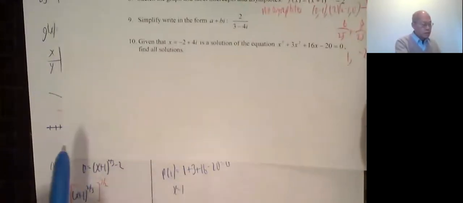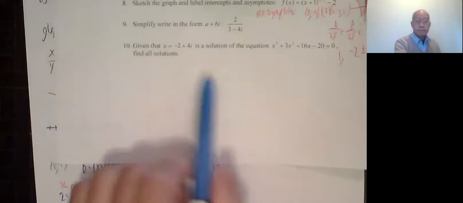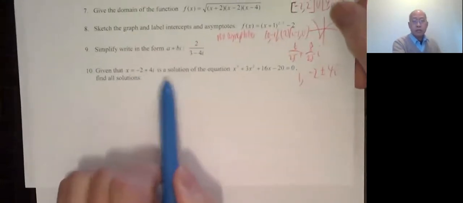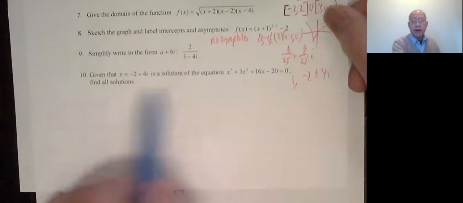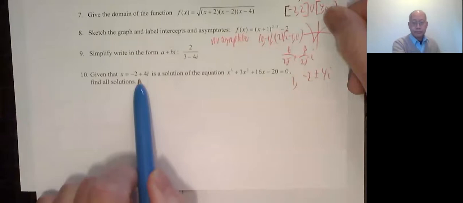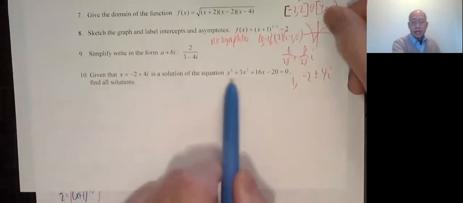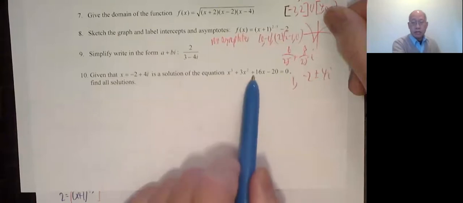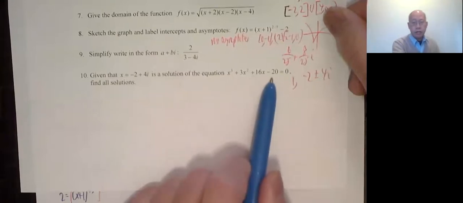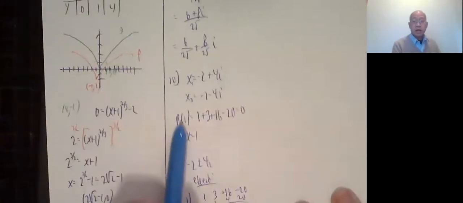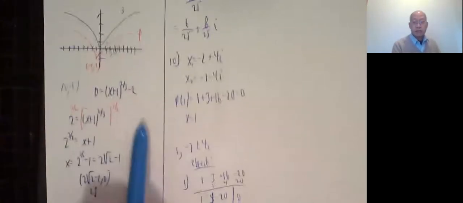And finally, number 10. We're given that x equals -2 plus 4i is a solution of this equation. So automatically its conjugate, -2 minus 4i, is a solution. And incidentally, I noticed when I plug in 1, you get 0. 1 plus 3 plus 16 is 20, minus 20 is 0. So we have all the solutions already. They're going to be 1 and negative 2 plus or minus 4i.